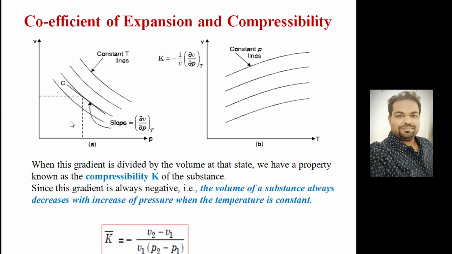So here the slope is negative, that's why we write K = -(1/V)(∂V/∂P) at constant T. When you divide this gradient by volume, you get the coefficient of isothermal compressibility. The minus term is coming because the slope is negative. So the volume of a substance always decreases with the increase of pressure when temperature is constant. So we can say K = -(V2 - V1)/(V1(P2 - P1)). This term is known as the coefficient of compressibility.